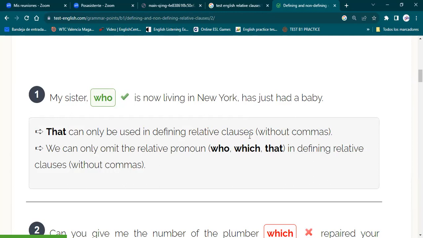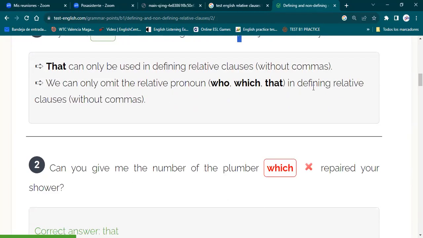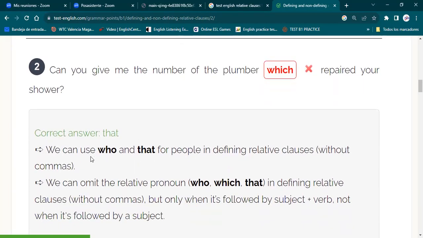That can only be used in defining without commas, and here I have the comma. We can only omit who, which, and that. Can you give me the number of the plumber? We can use who and that for people in defining relative clause, no commas. So if I'm talking about a person, I always use who or that, no which. But in Spanish I can say, ¿me puedes dar el número del plomero el cual reparó tu ducha? But in English, we cannot say that. We say the plumber who, quien reparó, or that, que reparó, but not which.